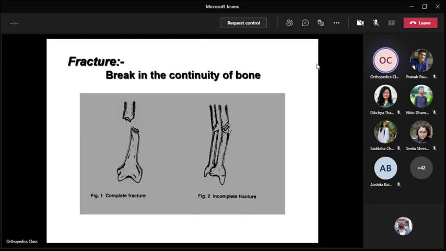So what is a fracture? If you see the diagram, there are two pictures. In figure 1, there is a complete fracture. In figure 2, there is some contact between the two bones; that is an incomplete fracture. Any break in the continuity of the bone is defined as a fracture. A fracture is a break in the continuity of the bone that may be displaced, meaning it may be wide apart, or it may be in contact at both ends.